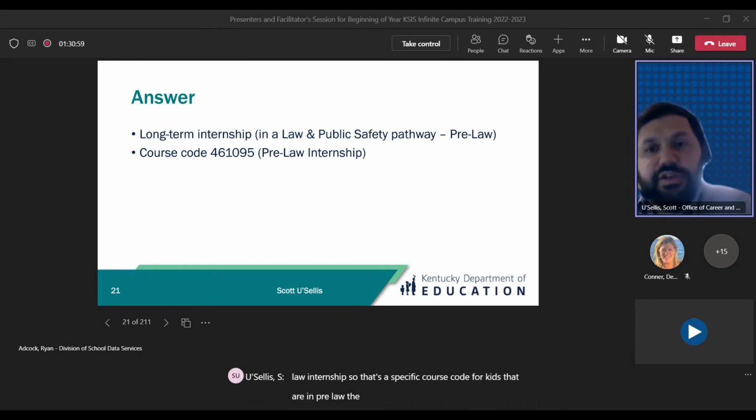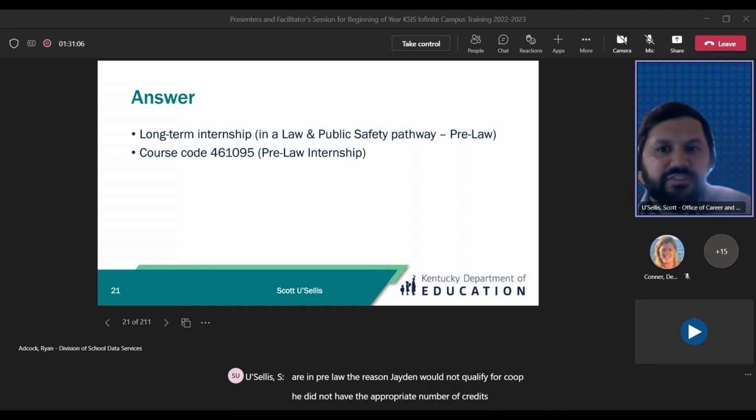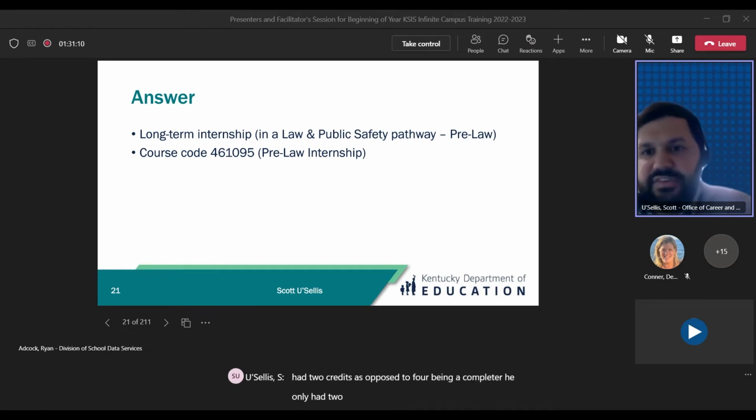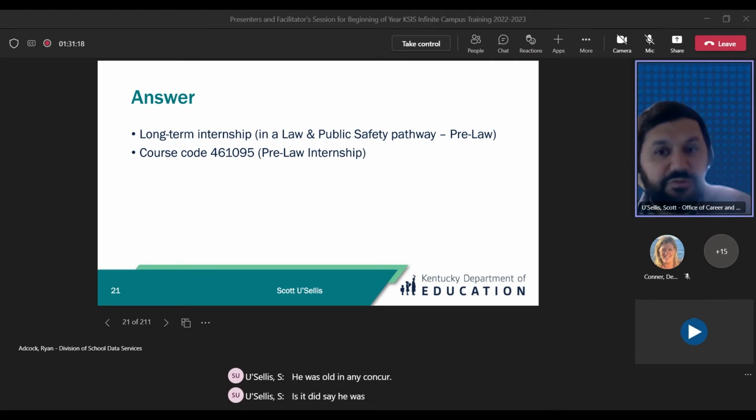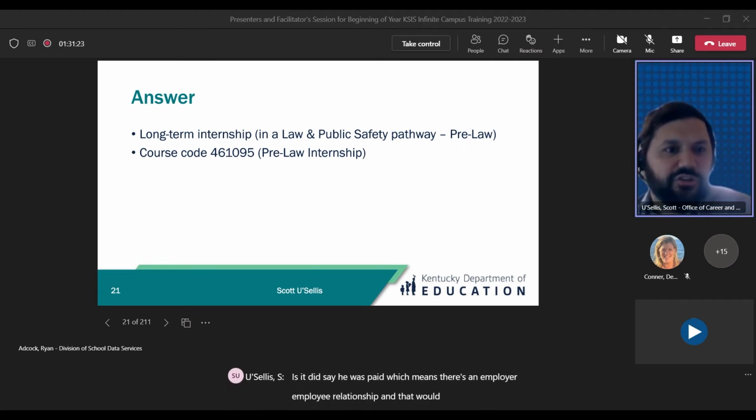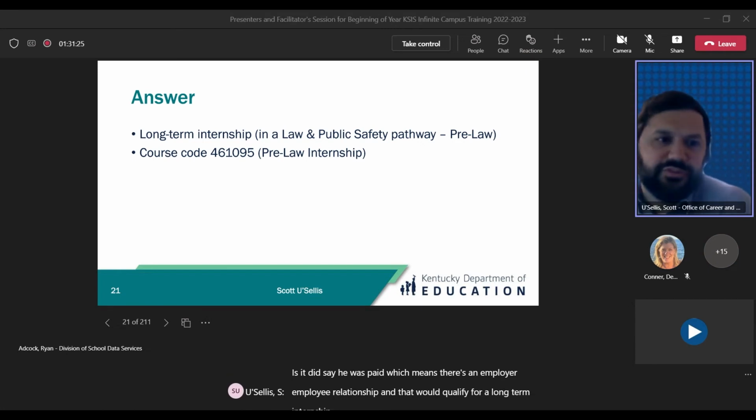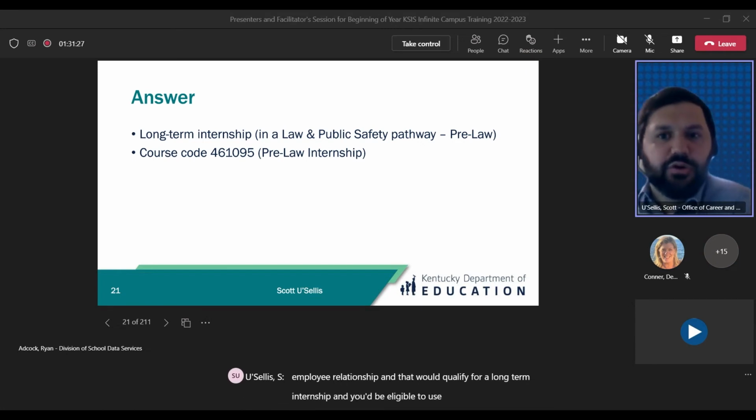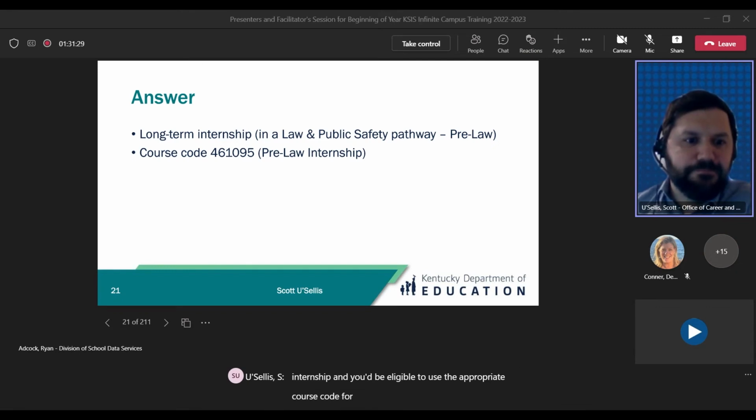The reason Jaden would not qualify for co-op is he did not have the appropriate number of credits. He only had 2 credits as opposed to 4, being a completer, and he was not enrolled in any concurrent courses. It did say he was paid, which means there's an employer-employee relationship, and that would qualify for a long-term internship, and you'd be eligible to use the appropriate course code for pre-law internship.